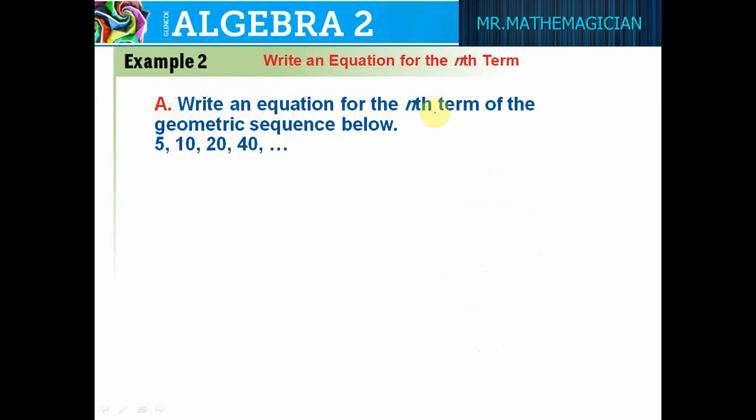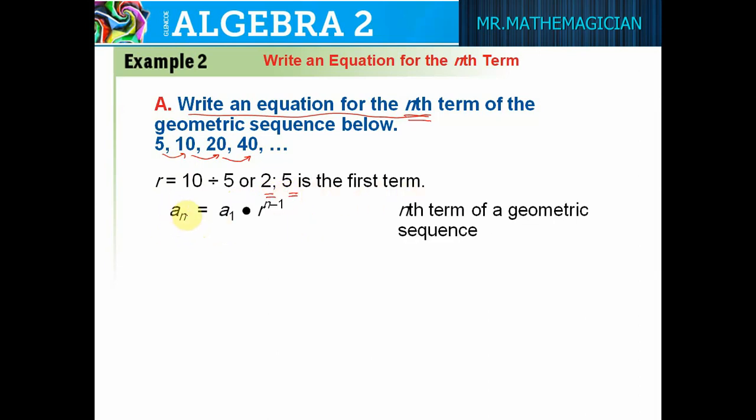Write an equation for the nth term of the geometric sequence below. Write an equation for the nth term means find the nth term of this geometric sequence. Let's revise the information. We are multiplying by 2, multiplying by 2, multiplying by 2. If you don't recognize multiplication, you can use division with your calculator: 40 divided by 20, 20 divided by 10, 10 divided by 5. You will discover that we are multiplying by 2. So r is 2 and 5 is the first term.